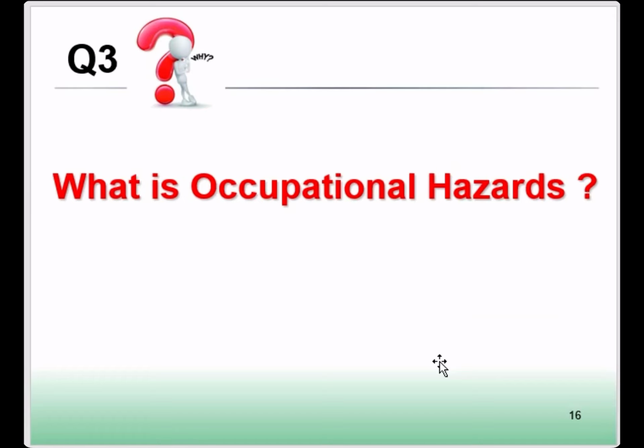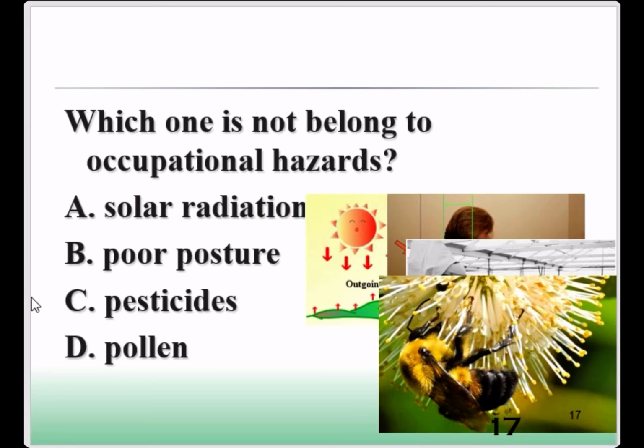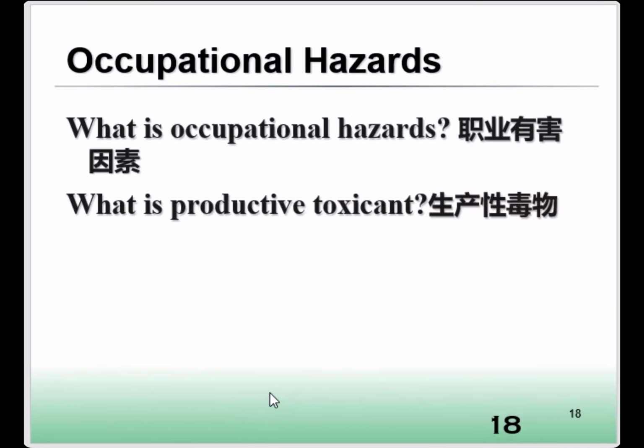Then let's move to the third question: what are occupational hazards? You can also watch the video we put in the prep. It's about occupational hazards. So what are occupational hazards? Here is a question: which one does not belong to the occupational hazards? The first one is solar radiation. The second one is poor posture, and pesticides, and pollen. You can guess which one does not belong to the occupational hazards. You may say, suppose it is the first one, solar radiation. Is that true? Let's move to the occupational hazards.